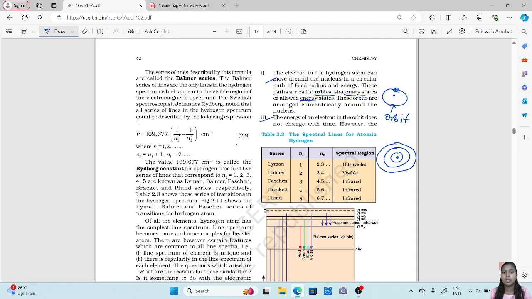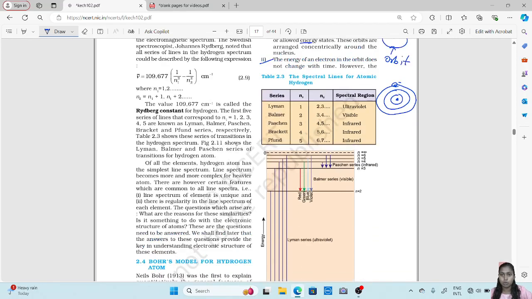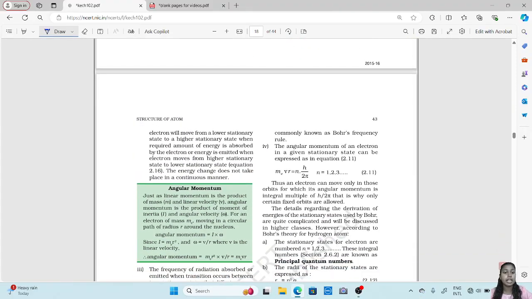The second point is: the energy of an electron in the orbit does not change with time. So whichever electron is present in this orbit, its energy doesn't change with time. As time goes, it does not lose any energy, so the energy change is not observed. However, the electron will move from a lower stationary state to a higher stationary state when the required amount of energy is absorbed by the electron, or energy is emitted when electrons move from higher stationary state to lower stationary state.